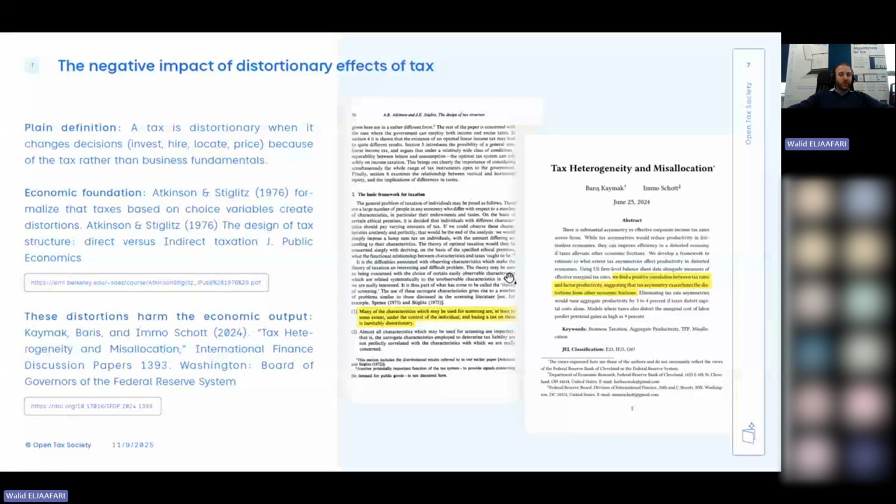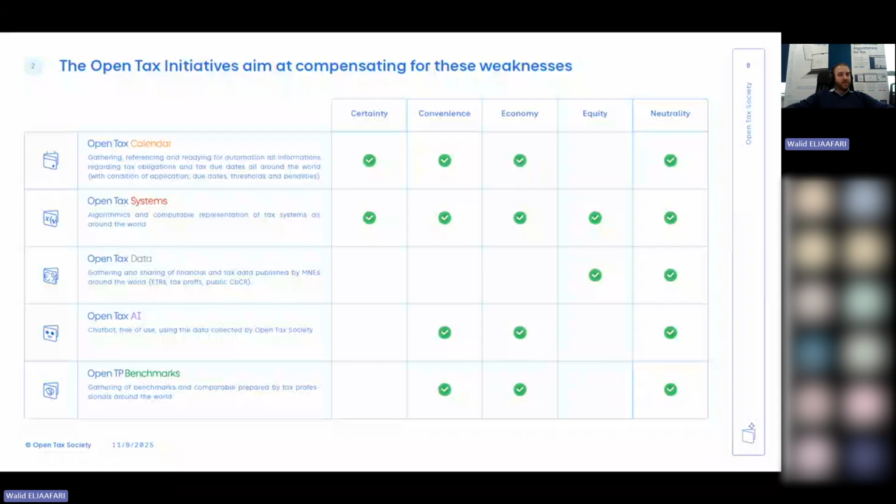So in total, what I wanted to put forward is that by working on the notions of certainty, simplicity or convenience, economy, equity, and neutrality, we will make the tax system more effective. And what we have tried to do with the tax initiatives that we worked on at the Open Tax Society is to try and tackle a little bit each of these issues.